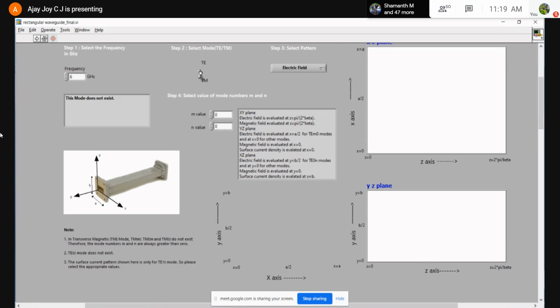Now we see TM mode. TM mode is the one in which the magnetic field will not have any component in the direction of propagation. We'll set it as TM here, keep the same frequency, and run. For M and N equal to 0 in TM mode, it does not exist. And if we apply 0 1, the mode will not exist, because if we calculate using the formula sin(m pi x by A) into sin(n pi y by B), we can see that this mode does not exist. The mode will exist for M and N as 1, and we can apply M as 2 and N as 2 and more, and so on.